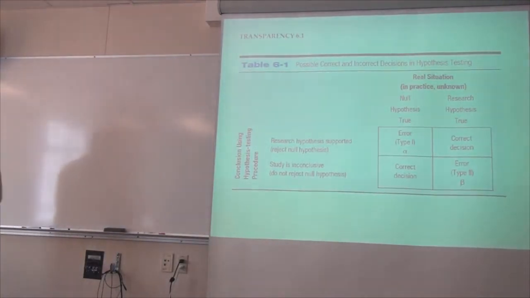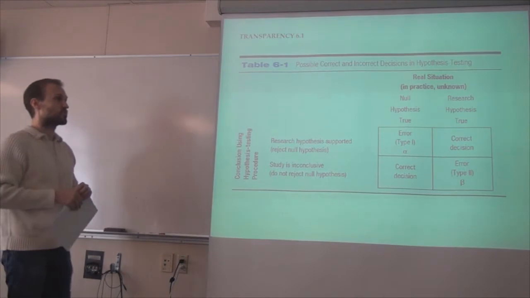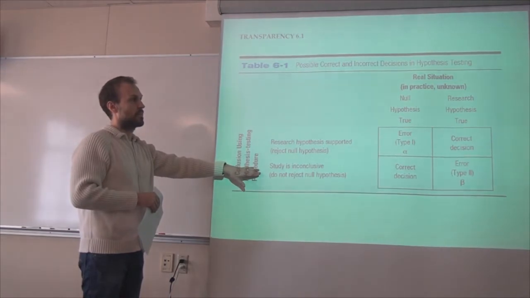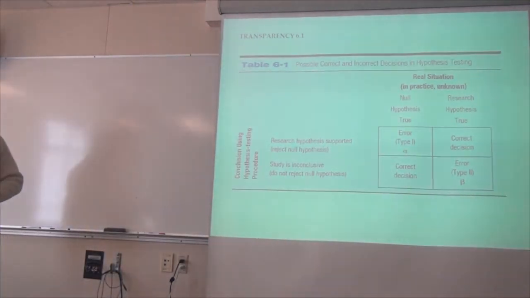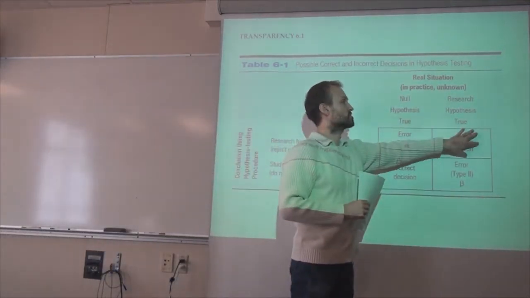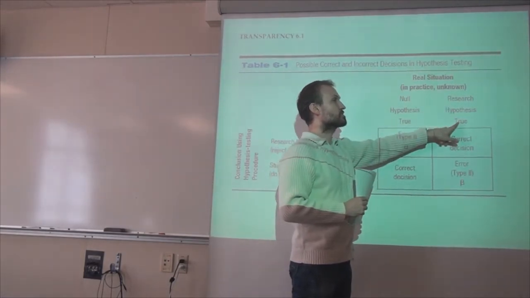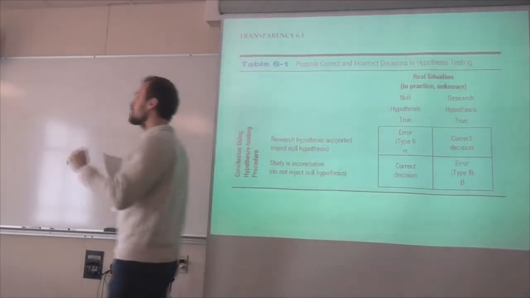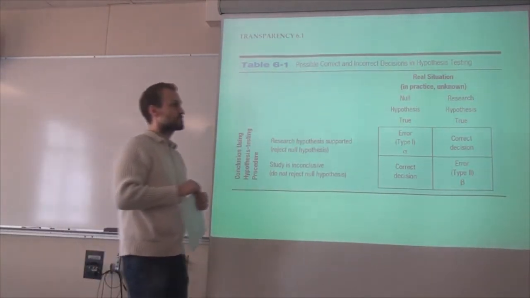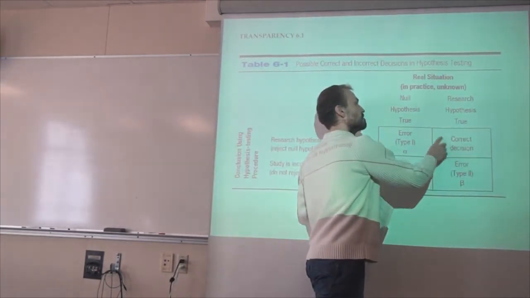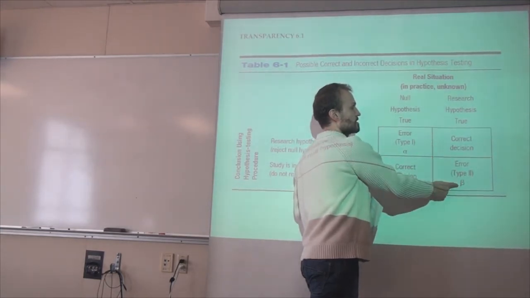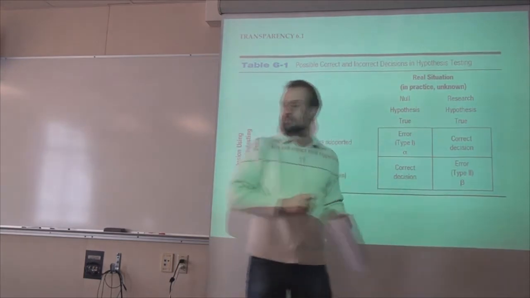So a type 2 error is when the research hypothesis is true, I'm supposed to reject the null hypothesis, but I don't. That's a mistake. The power is going to be my chances of getting this square over here. If the research hypothesis is true, what are my chances of making the right decision? Correctly rejecting the null hypothesis when I should. So the power is the probability of landing in this square. The type 2 error is the opposite of that.